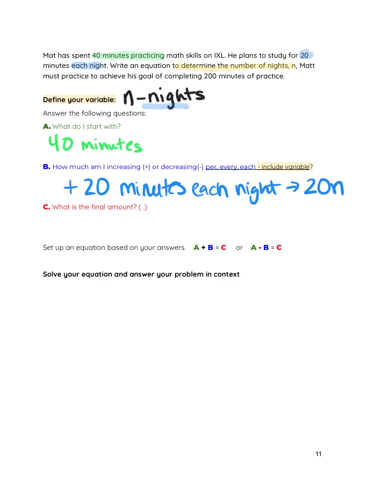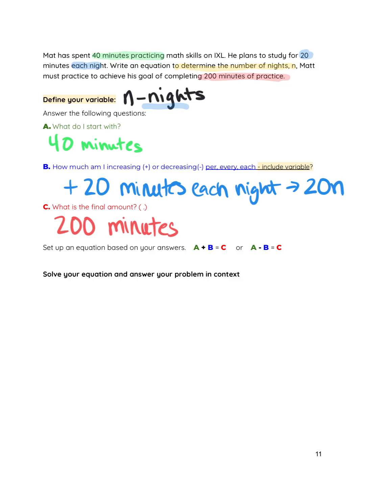Next, I'm going to do my C, which is my final amount. What is my goal, or what is the total? Well, what am I supposed to end with? Well, at the end, I need 200 minutes of practice. So what is the end or the final amount? When am I done? Once I've got 200 minutes.